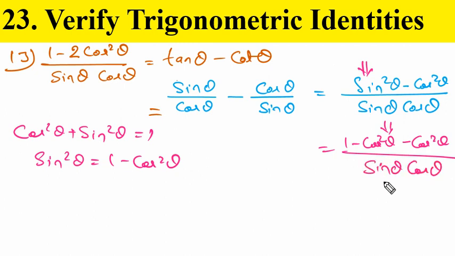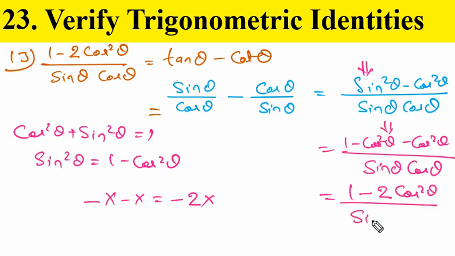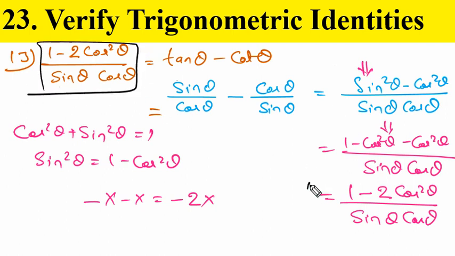So sin square theta is 1 minus cos square theta, and we already have minus cos square theta over sin theta cos theta. Now 1 minus cos square theta minus cos square theta, basically minus x, what will it give you? Minus 2x. So that will give you negative 2 cos square theta over sin theta cos theta. That's it. That's what we needed. So hence proved, LHS is equal to RHS, right?